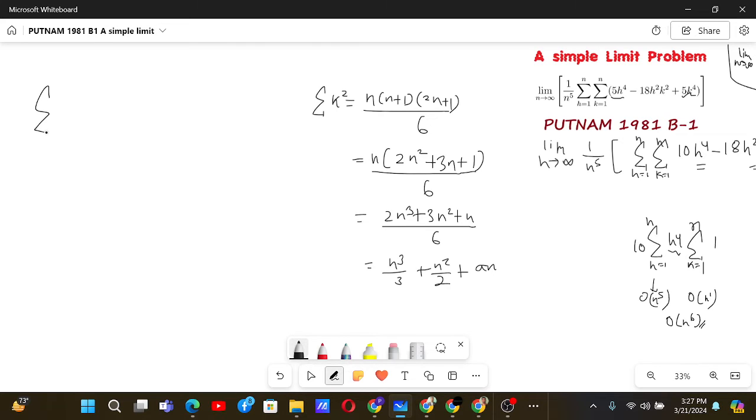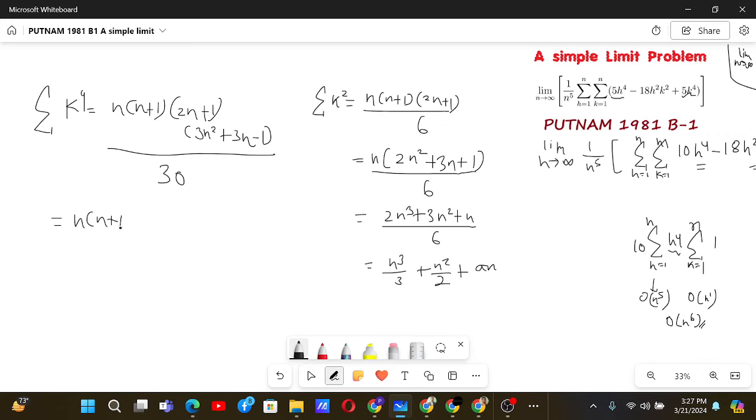let's say for the sum of fourth powers. You should be able to grab this formula. Its formula is (n plus 1)(2n plus 1)(3n square plus 3n minus 1) by 30. Now also let's find the first two powers over here.